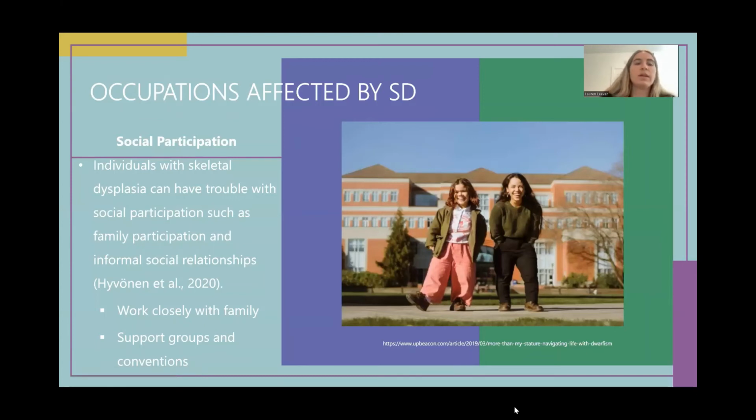The second occupation that we saw was affected was social participation. Individuals with skeletal dysplasia can have trouble with social participation, such as family participation and informal social relationships. So we can work closely with the family to make sure that they're engaging in activities that the client feels included in the family dynamic. And we can also help set them up with support groups and conventions where they can meet people who have similar life experiences.